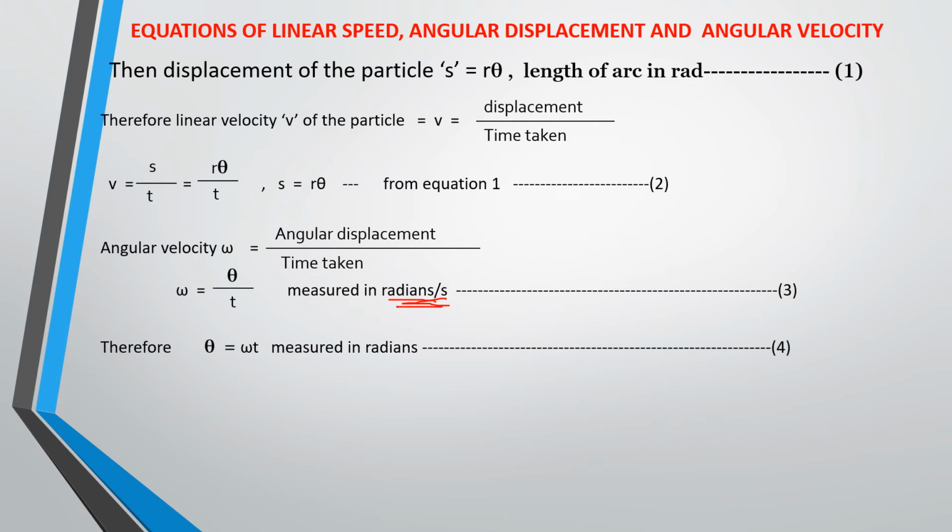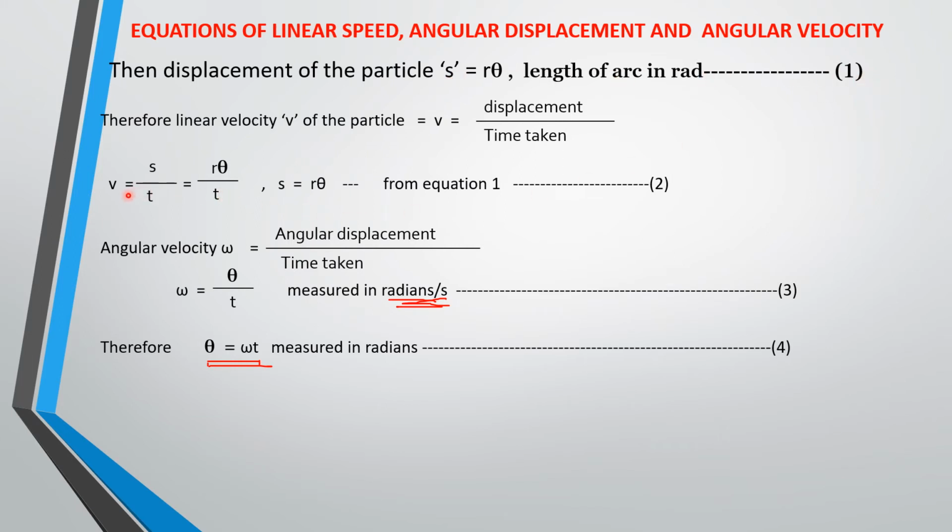Okay, so if you have this, you can actually make your angular displacement the subject of the formula. And if you make it the subject, you are going to have that angular displacement is equal to angular velocity times time. So I want you to take note of these equations that are numbered here. This is equation 1, for the displacement.